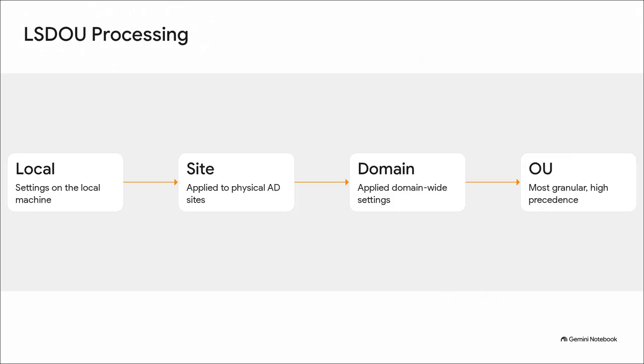They're the most granular. So think of it like this. If your domain policy says everyone gets a blue wallpaper, but an OU policy says no, give them a red wallpaper, that OU level policy wins and the user gets a red wallpaper.